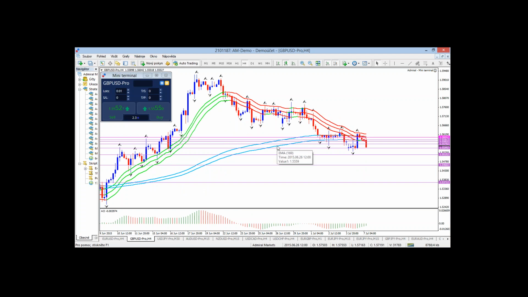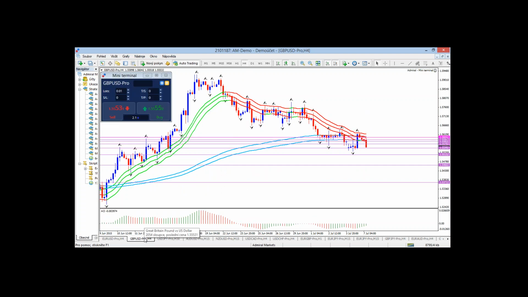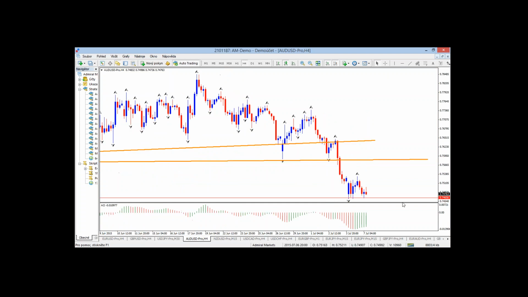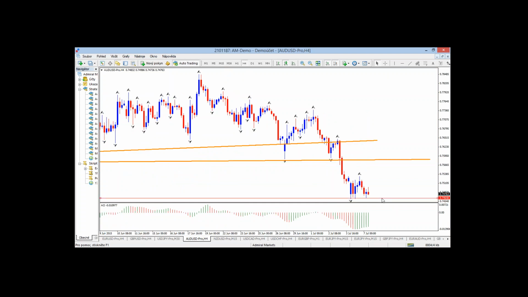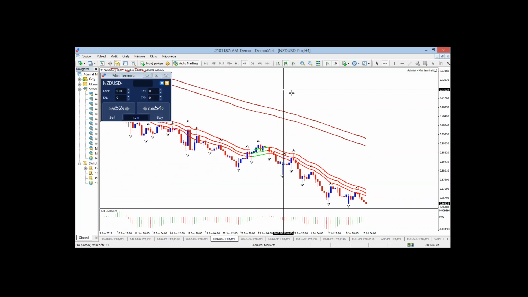We're waiting anyhow for the euro yen and the pound dollar and this dollar yen to break. Those are my most interesting three at the moment. Perhaps Aussie, if it manages to push through this bottom. Probably the same for the Kiwi too.